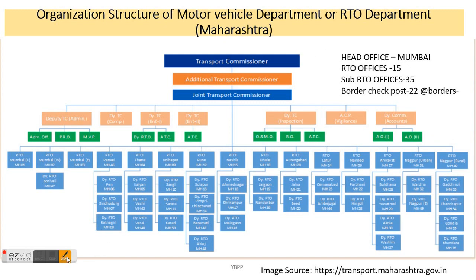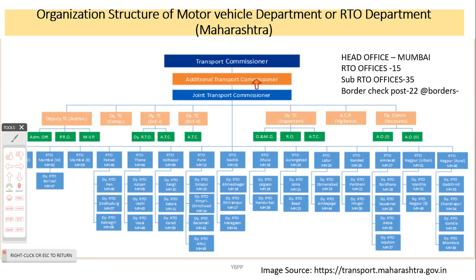Now the next point is the organization structure of the motor vehicle department or RTO department of Maharashtra state. Okay, the last one was the generalized organization structure, but this is only for Maharashtra as of today. At the top level, the transport commissioner is there. This is the TC office or transport commissioner office. The head office is located at Mumbai. Under that, all over Maharashtra, a total of 15 RTO offices are there. Sub RTO offices are 35, and along with that, border checkposts are 22 at the borders of Maharashtra.